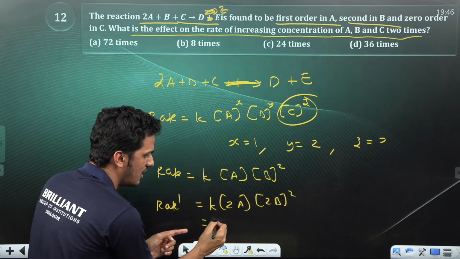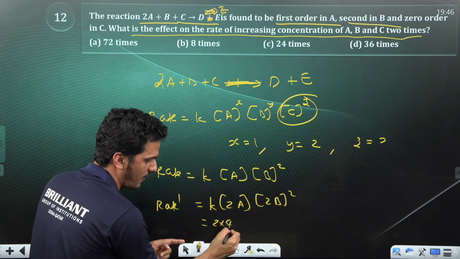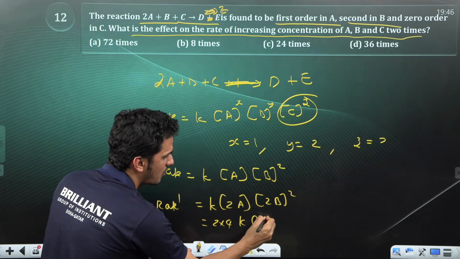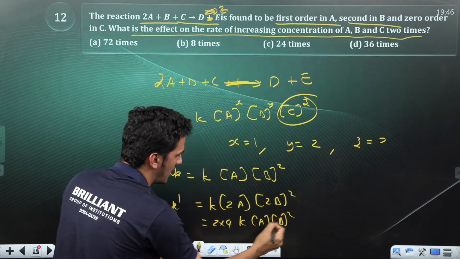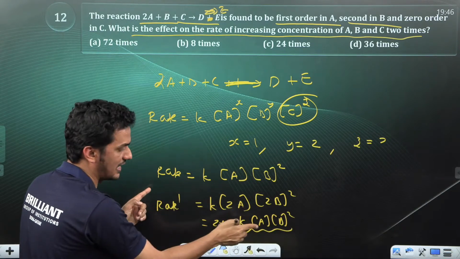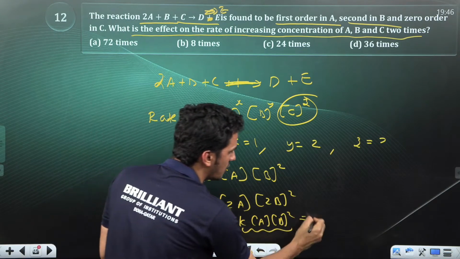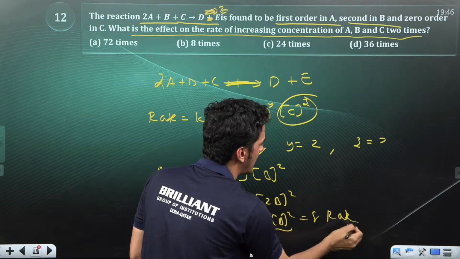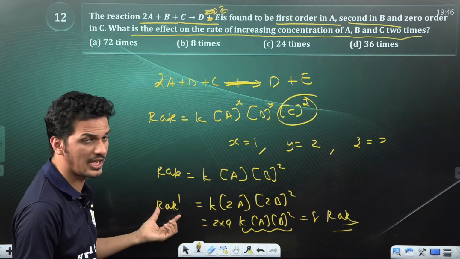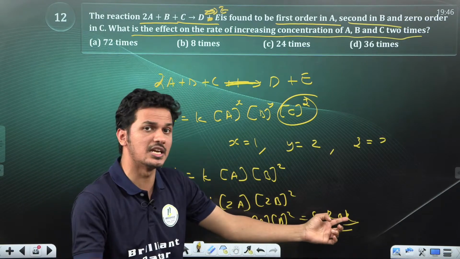Here 2 square is there. So 2 into 2 square means 4. Remaining is K into concentration of A into B square. This K into A into B square will be equal to 8 times the initial rate. Rate dash is 8 times the initial rate.